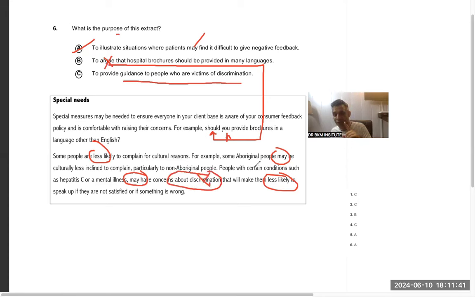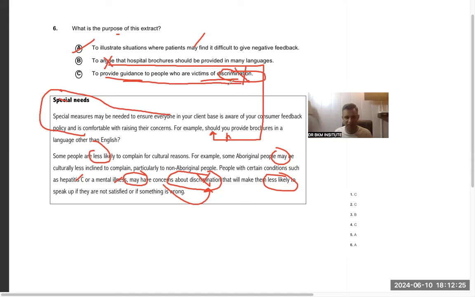They were saying people with hepatitis B or mental illness may have concerns about discrimination. So they were not talking to the people who are victims of discrimination. They were talking to the people who were having hepatitis B. So there were no people who were victims of discrimination. Then other point, provide guidance to the people. No, the main point is to provide guidance to the staff, to the nurses, that special measures may be needed to ensure everyone in your client base. That means every one of your patients should be able to. So this paragraph was for nurses, not for the people who were discriminated. So obviously this was not the main.